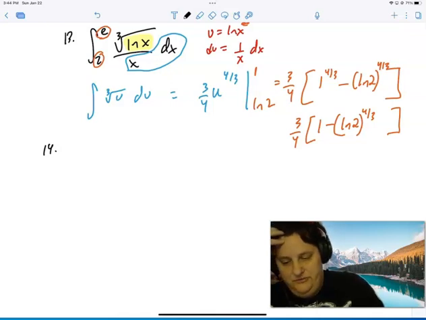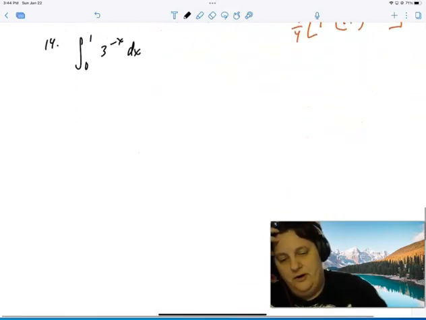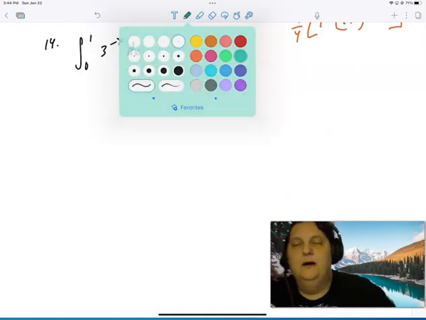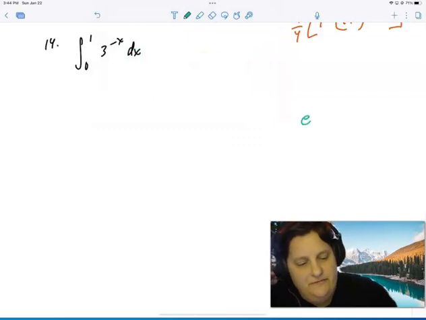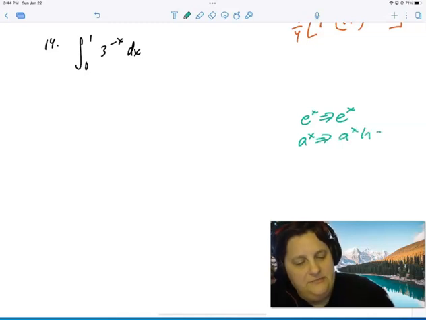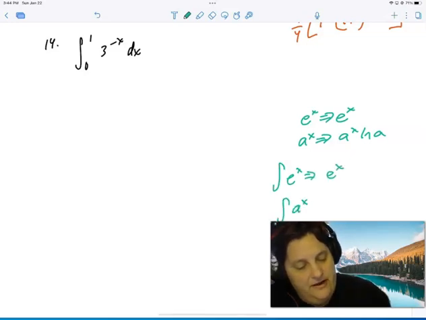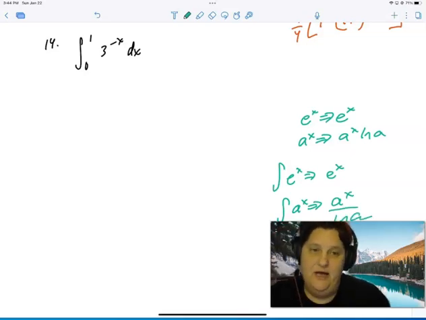Okay, let's do 14. This is a pretty good one. I don't know if you guys remember, but do you remember that the derivative of e to the x is e to the x? And the derivative of a to the x was a to the x times ln a. That means the integral of e to the x is e to the x. And the integral of a to the x is a to the x divided by ln a.